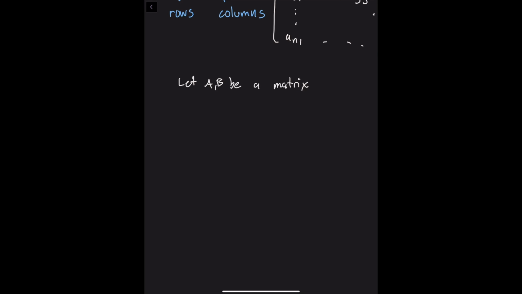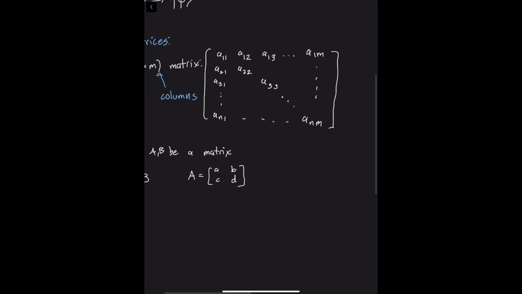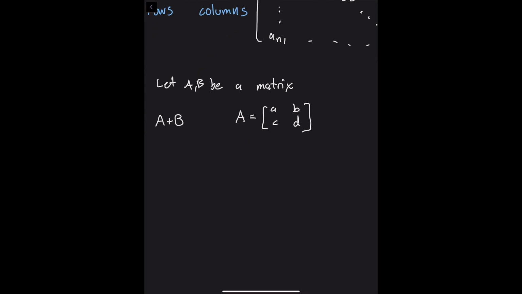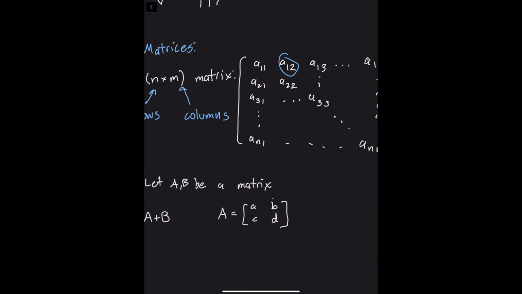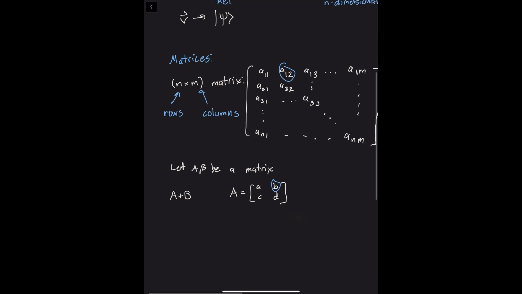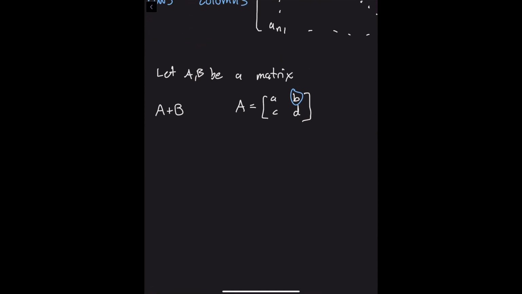So if we have A plus B, let's let these be two-dimensional matrices. So A would have a, b, c, d. And instead of using the subscripts like I did here, because those can be kind of confusing, I'm instead just calling A12 b. So that's the correlation there. And then I'm going to have B be x, y, z, w.